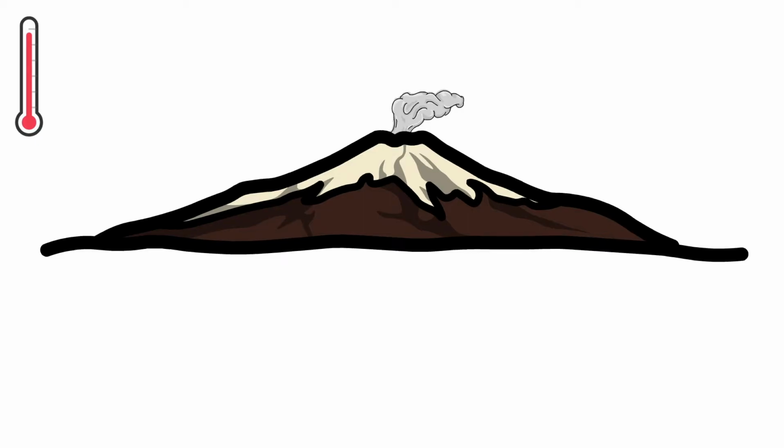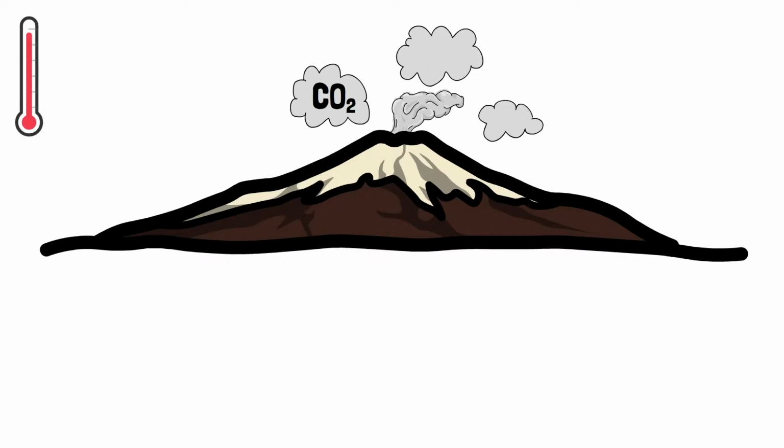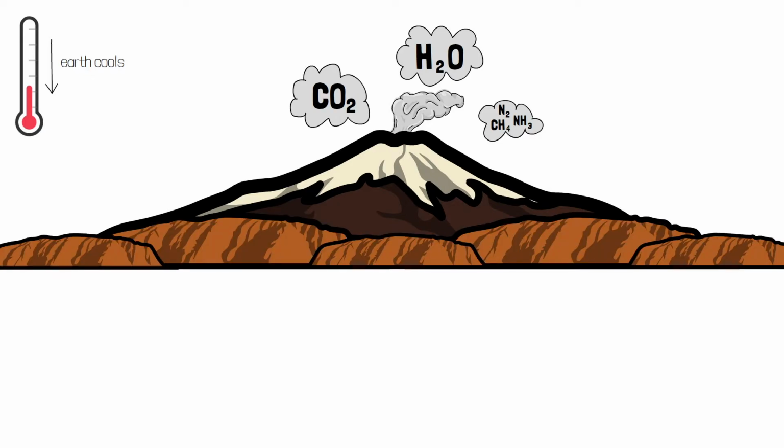Over the Earth's first billion years, it was very hot, and the Earth's surface was covered by volcanoes. The atmosphere was mostly carbon dioxide and water, which was being released by the volcanoes. There was also some nitrogen and trace amounts of methane and ammonia. There was no oxygen. Over time, the Earth started to cool down, so lava on the Earth's surface solidified into rock, forming the Earth's crust.